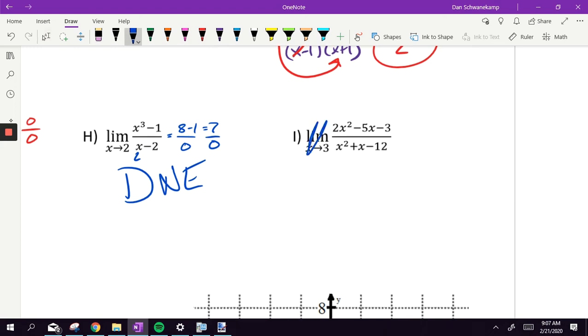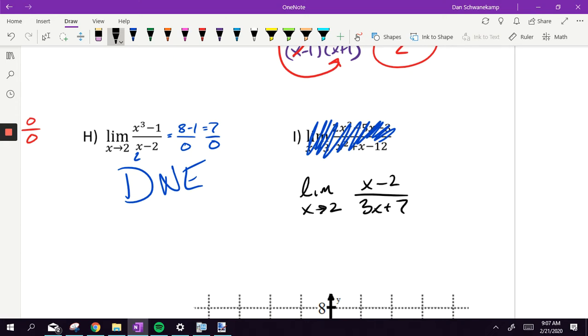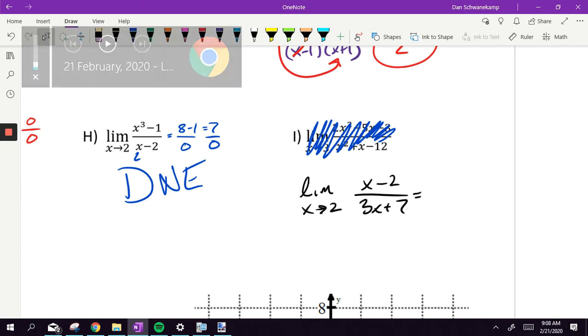I'm not going to do I. I'm going to give you another problem if you already did I. Wonderful. Good for you. The limit as x approaches 2 of x minus 2 over 3x plus 7. Find that limit. Fingers. What did you get for I?